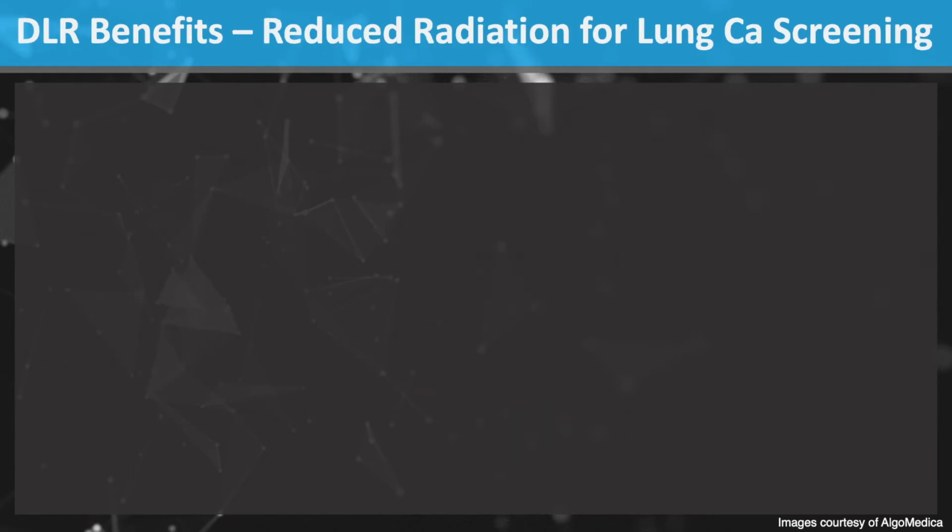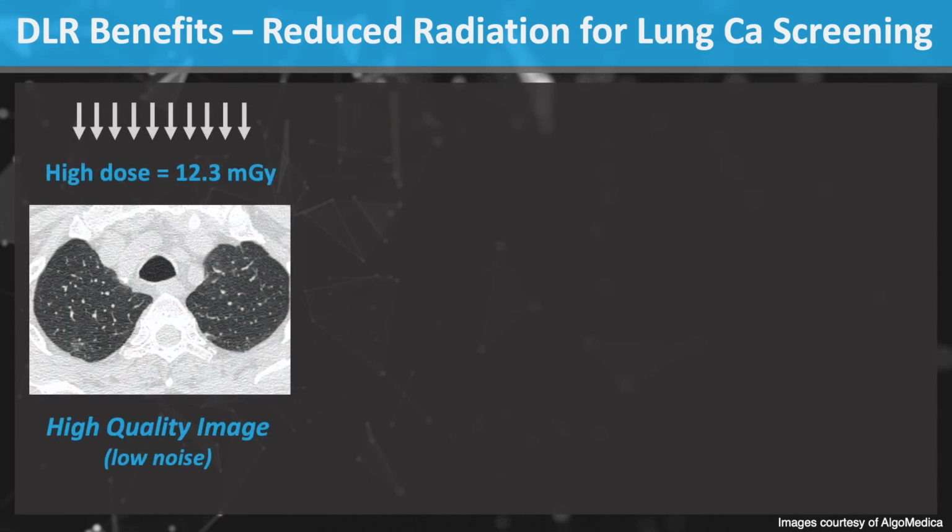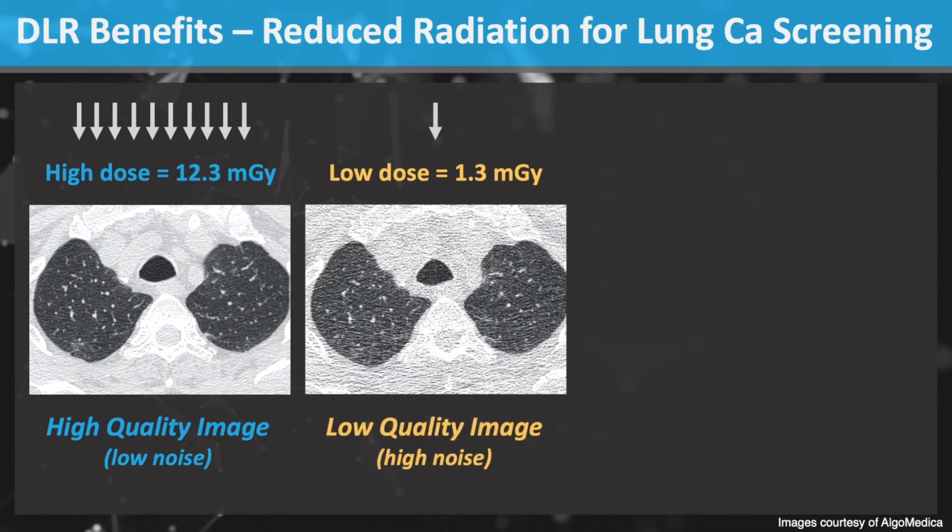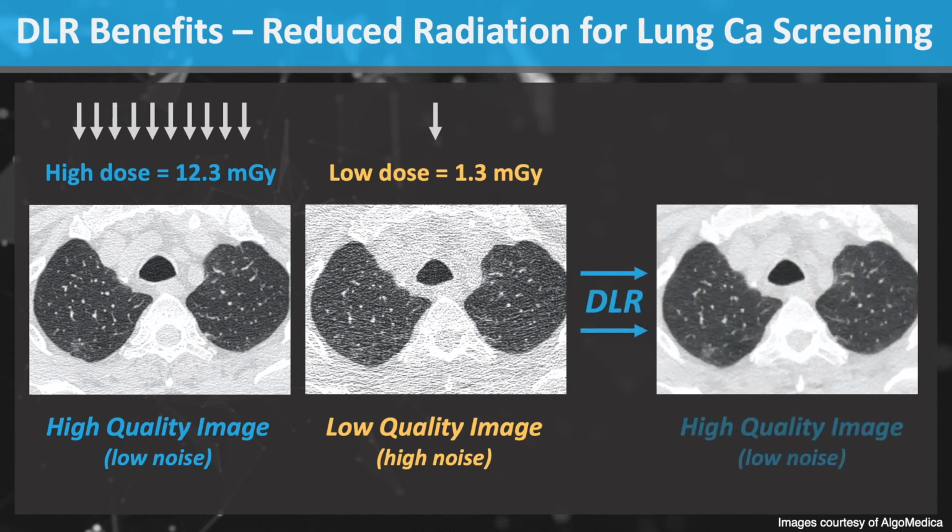Another benefit of DLR is reduced radiation dose. Low-dose CT is commonly used for lung cancer screening. However, in this case, the images were obtained with high radiation dose and generate nice-looking images. The penalty for this is the high radiation dose. In this separate image acquisition, the radiation dose was reduced by nearly 90%. These images have low quality due to high image noise. DLR can be used to reduce the noise and obtain high-quality images from this low radiation dose scan.